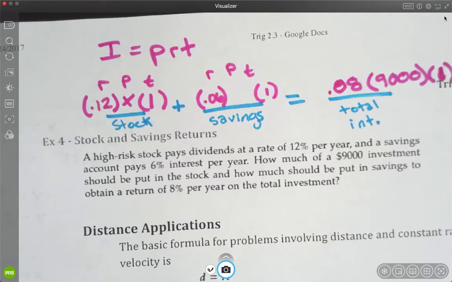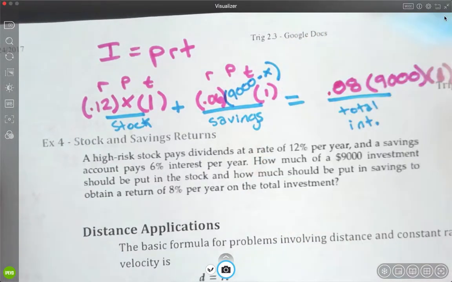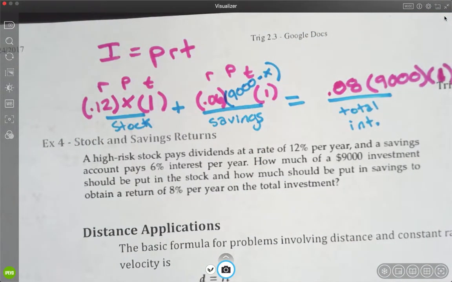So this guy, do you understand why he has to be 9,000 minus X? That just tells us how much we are able to devote to each category, right? So if 4,000 is put here, 5,000 has to go here because 9,000 minus 4,000 is 5,000. Okay, so that's how we do that. Now we have our equation set up and we just solve.